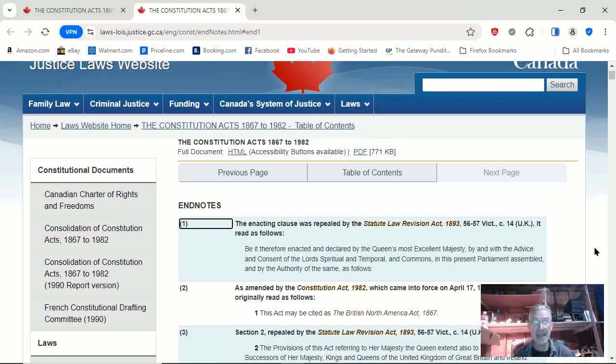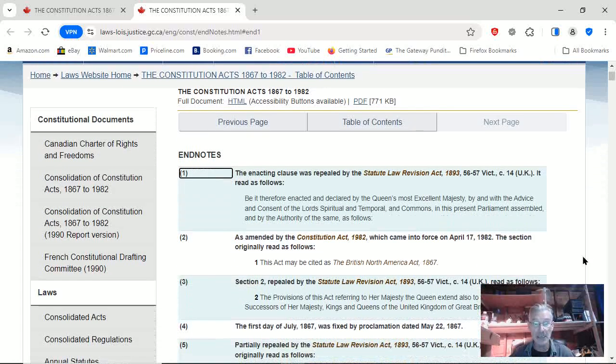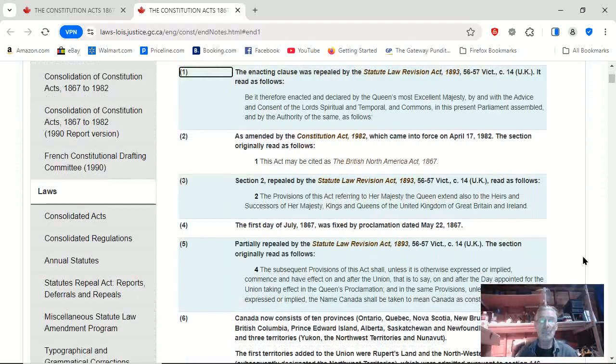Be it therefore enacted and declared by the Queen's most excellent Majesty, and by the advice and consent of the Lords Spiritual and Temporal and Commons, in this present Parliament assembled, and by the authority of the same as follows. The enacting clause of their foundational document was repealed in 1893. Not only that, more importantly, Section 2 was repealed.